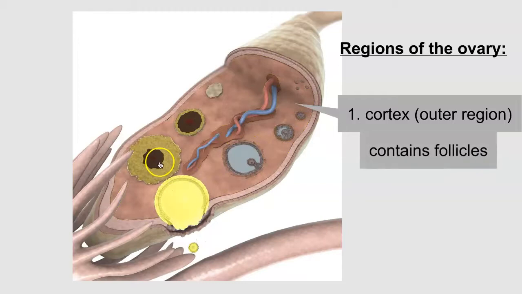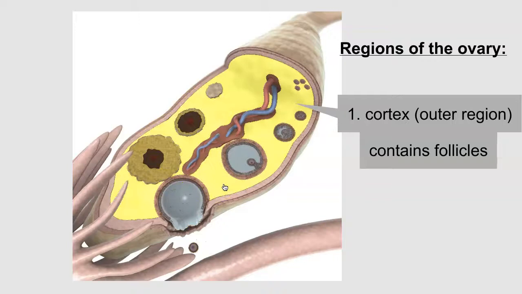These are follicles. We're going to talk about those in a different video. A follicle is where an egg matures. It's where it's ovulated. All follicles are contained within the cortex. Makes sense, since the egg is going to have to leave the ovary at the time of ovulation.